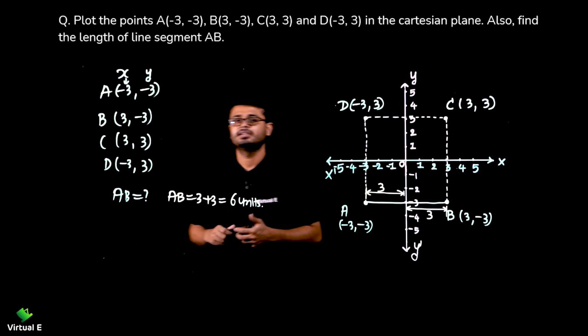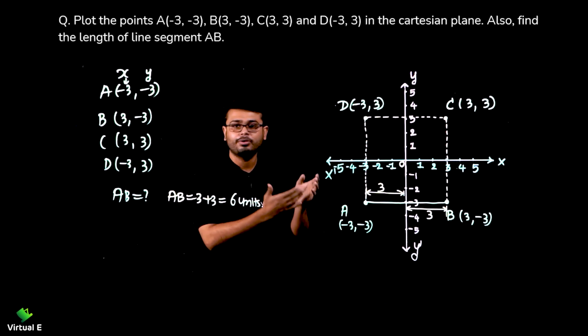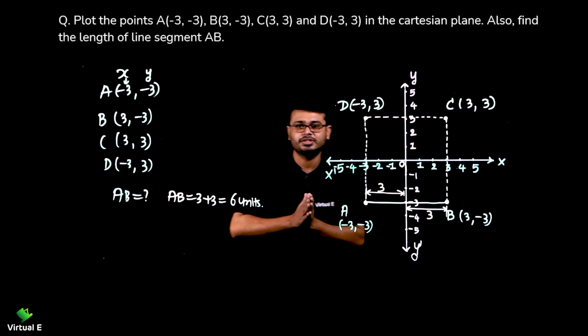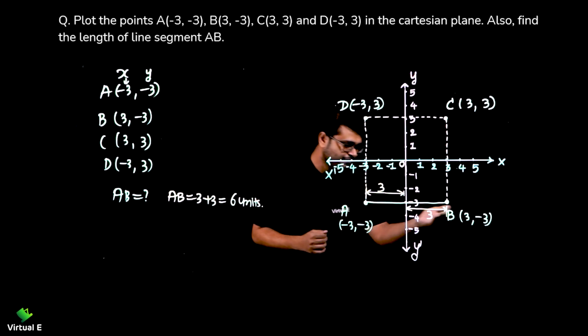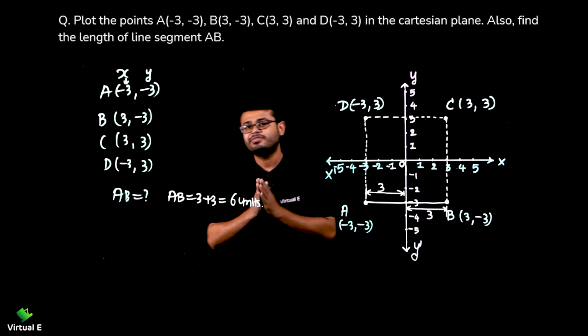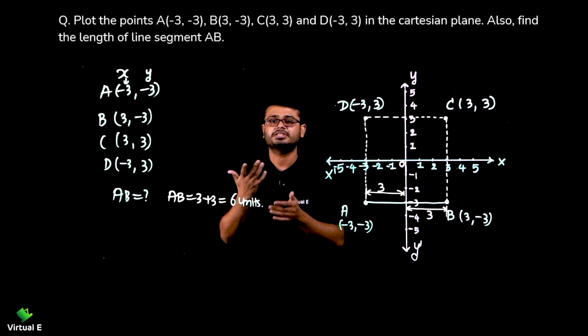Looks very nice. Right? So this is about plotting the points. You need to plot the points and then you need to get some information. Like we can also find the area of the square. How can we find it? Now see, we have the AB, right? What is the formula for the area of the square? Side into side. So 6 into 6, 36 square units.